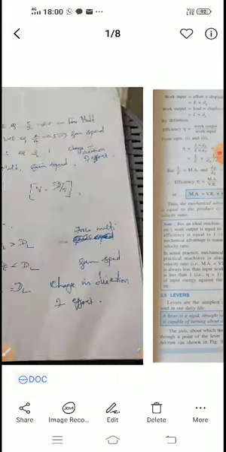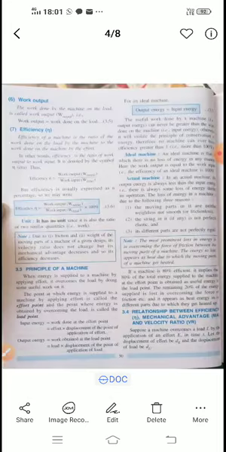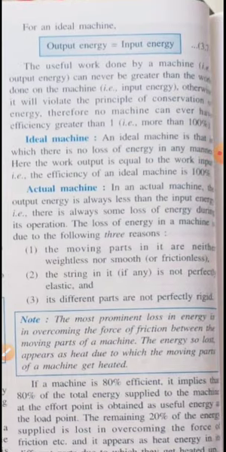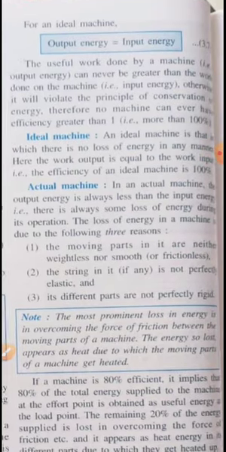For an ideal machine, meaning a perfect machine, output energy must be equal to input energy. But this is not possible in practical conditions, because in many ways we lose energy. For example, if your input energy is 100%, our output will be only 80%, because the remaining 20% is lost as heat.